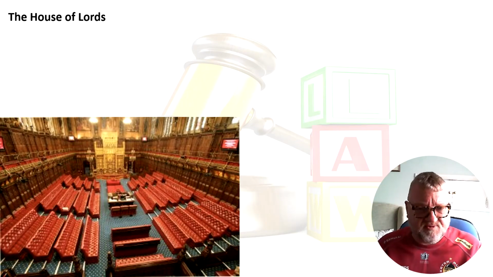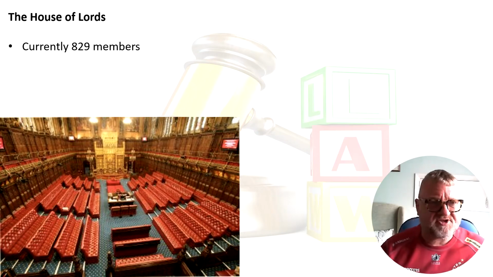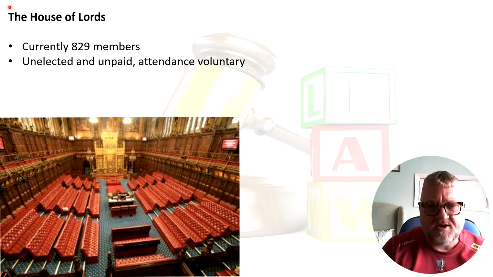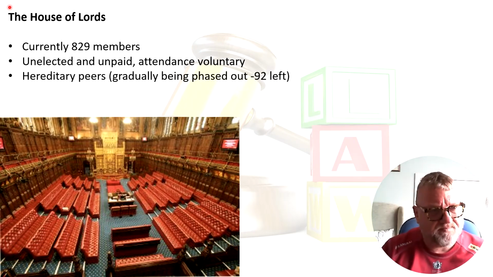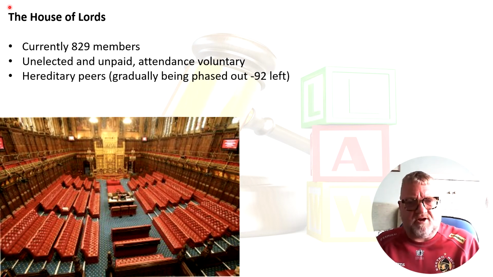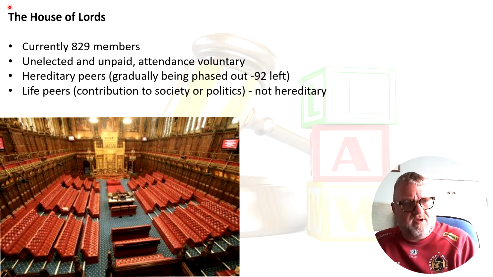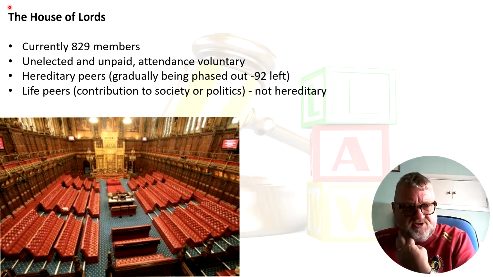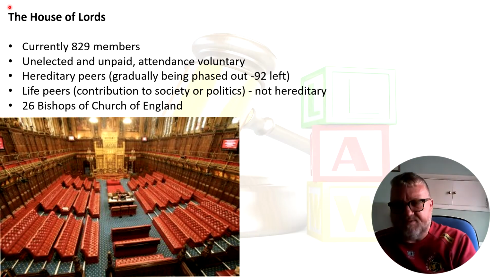When it comes to the House of Lords, slightly different. That's currently got 829 members. They're unelected, they're unpaid, and attendance is voluntary at the moment. It's made up of hereditary peers. That's gradually being phased out, but there are 92 left. It's made up of life peers who are awarded for a contribution to society. That's not hereditary. And it's made up of 26 bishops of the Church of England.